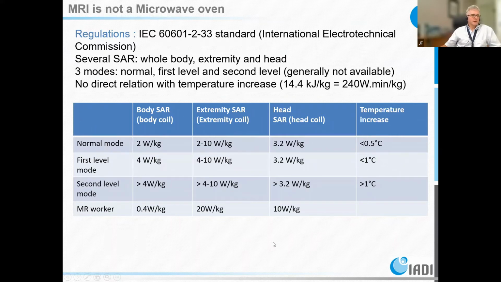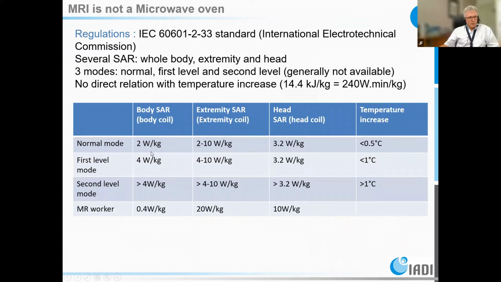Here I just show the table, I will give this again next time, but the idea is, if you use the body coil, the maximum power you can send is 4 watt per kilo. So you understand that you have to give the weight of the patient. If not, the system cannot calculate the energy. So when you are working in a normal clinical setup with a body coil, it's 2 watt per kilo. It's the same as your cellular phone. It's 2 watt per kilo.